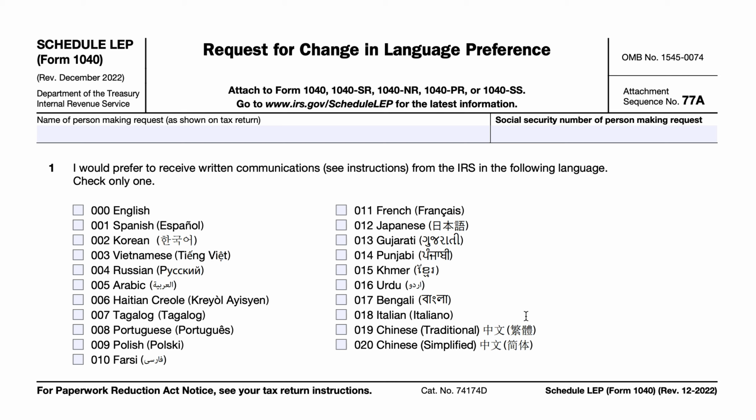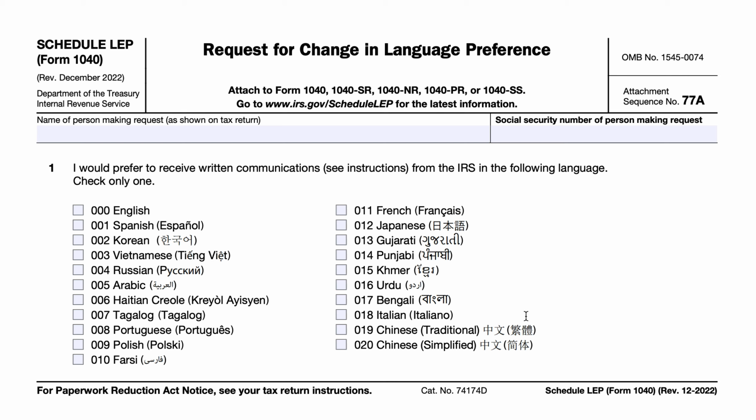Now, there's not a whole lot of information publicly available about this schedule. For example, there's really not much correspondence about whether or not the IRS intends to make this more accessible in the future. The only thing that I was able to see in the form instructions was that 2023 is going to be the year that the IRS actually starts sending taxpayers correspondence in a preferred language.